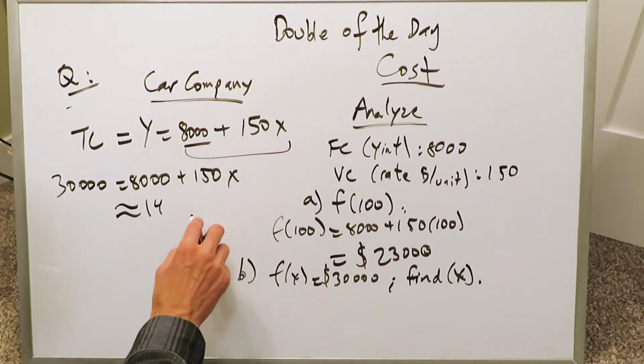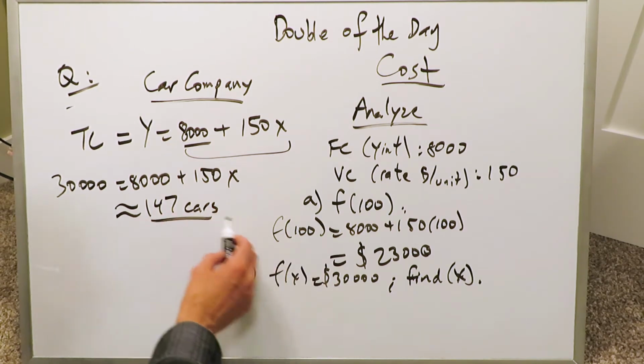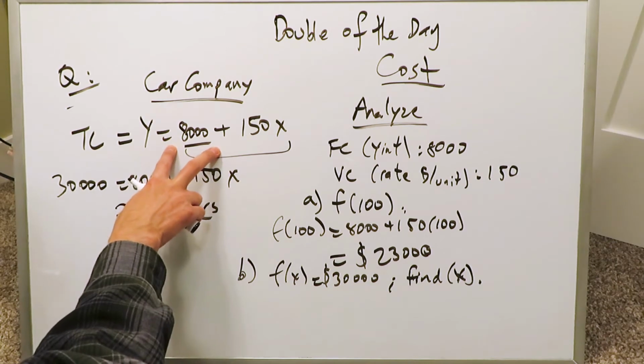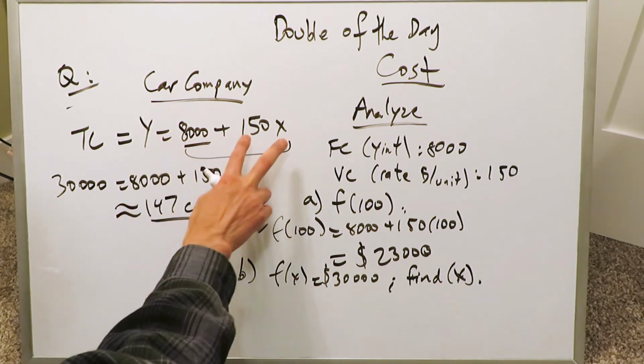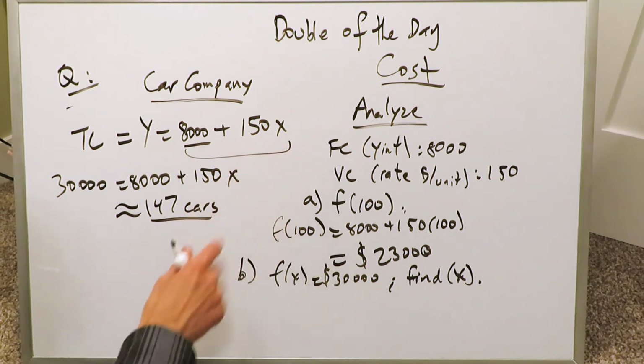This represents that 147 little cars were made. And when 147 cars were made, it cost the company a total of 30,000, 8,000 of which were fixed costs, and the other was 150 times 147 to give you the variable cost.